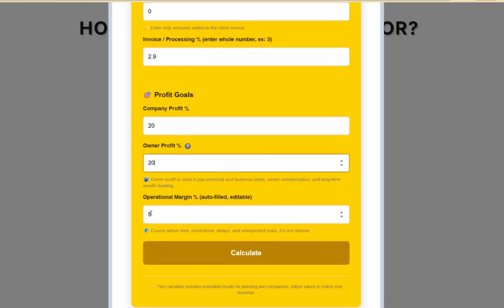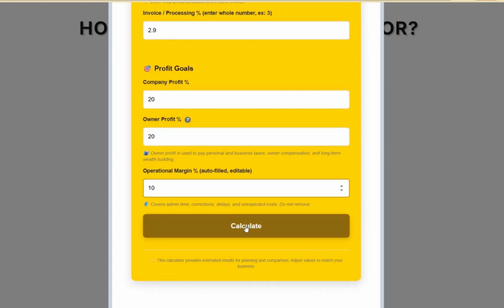And then last but not least, we have our operational margin percentage. Operational margin covers admin time, corrections, delays, and any unexpected cost that we may have. So we all know that stuff tends to happen in business all the time. So this little buffer right here, that's what we got that for. All right. So you can put this at 5. You can put it at 10%. You could just play with these numbers right here.